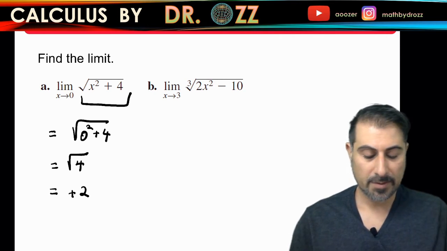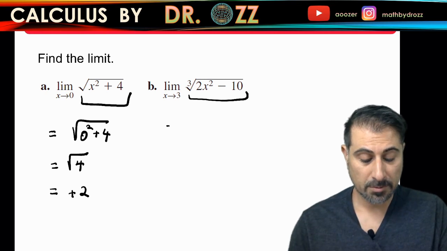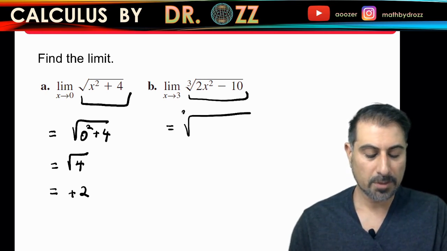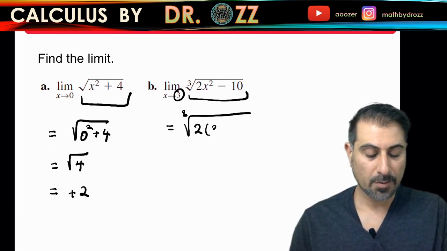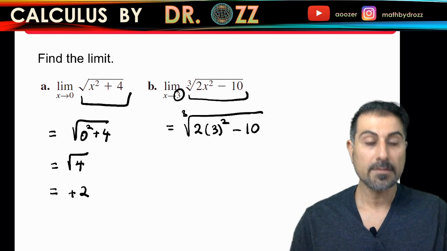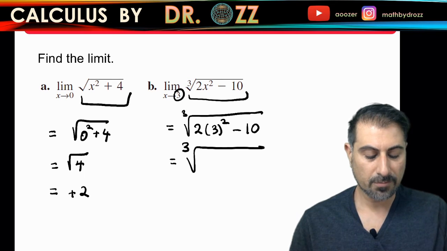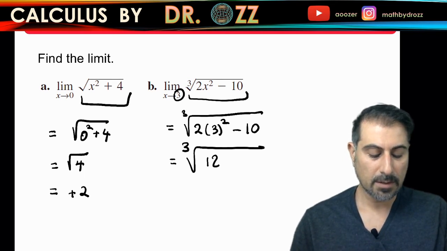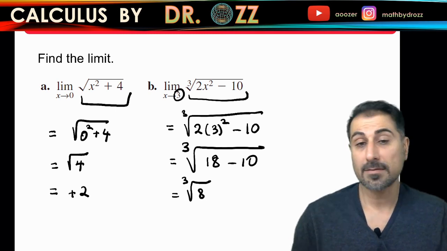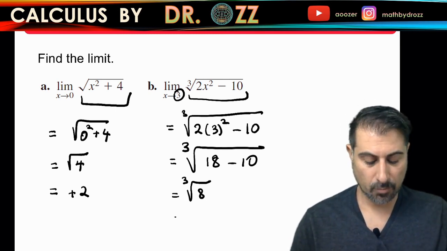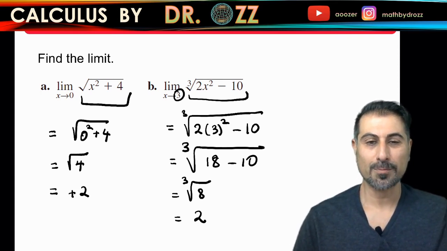And in the second case, we have the cubic root of this function. I'm going to try the direct substitution here. Let's see if it's going to work. So cubic root of 2, this time the limit point is 3. So 2 times 3 squared minus 10. Okay, so let's see what we have. So cubic root of 2 times 9, so 18, minus 10. And that is the cubic root of 8, and 8 is 2 cubed, so we get the limit value to be exactly equal to 2.